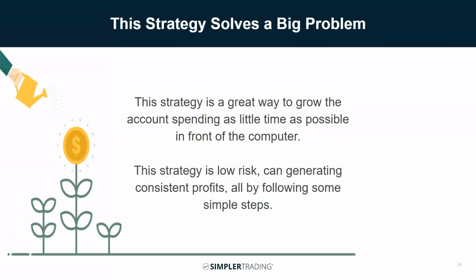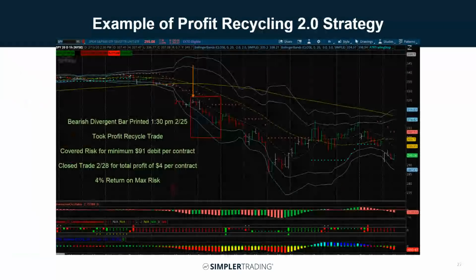So this strategy certainly solves a big problem, right? As I've mentioned, it is a great way to grow the account, spending as little time as possible in front of the computer. It's a strategy that's low risk, that's generating consistent profits, all by following some simple steps. And the last time I did the win-loss ratio for myself on this strategy, I was still keeping above an 80% win rate on my winners. And that's not even counting the ones that I flip from losers into winners. That's just solely on the winners that win rate is for. So it's been very successful for me in my trading, and I'm hoping it can be for y'all as well.